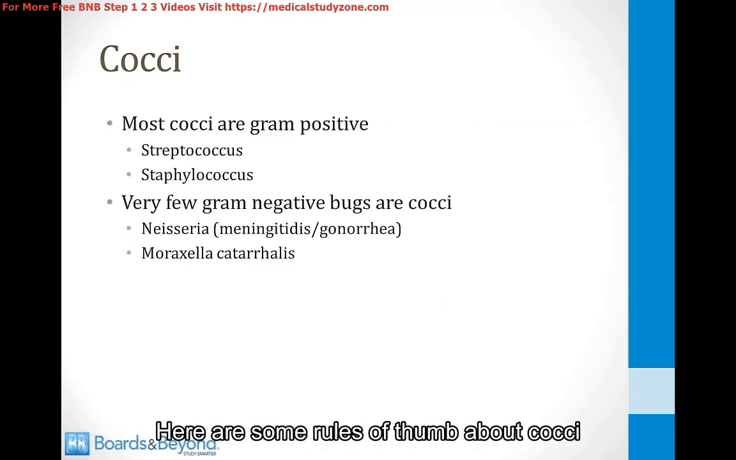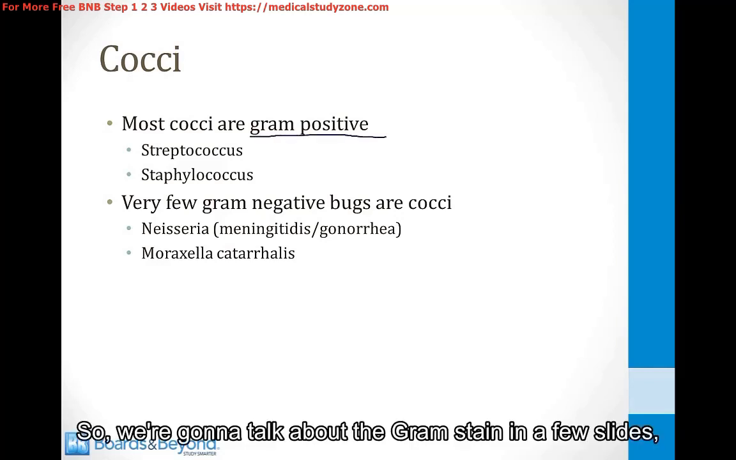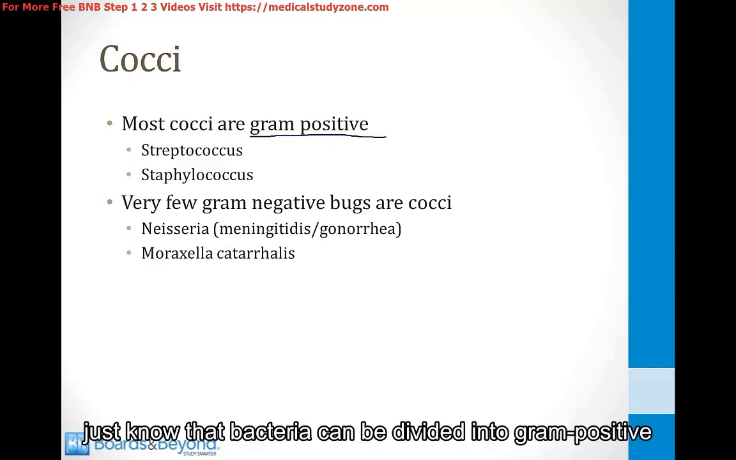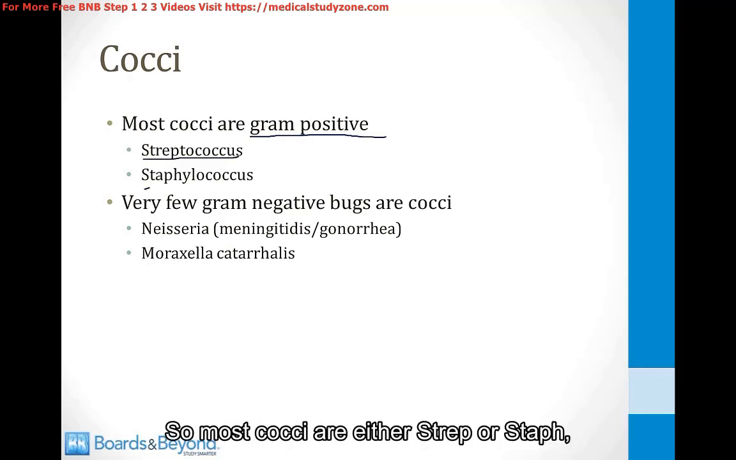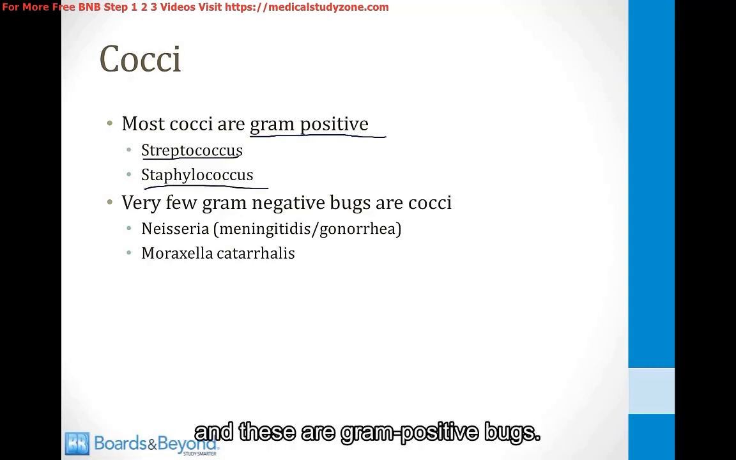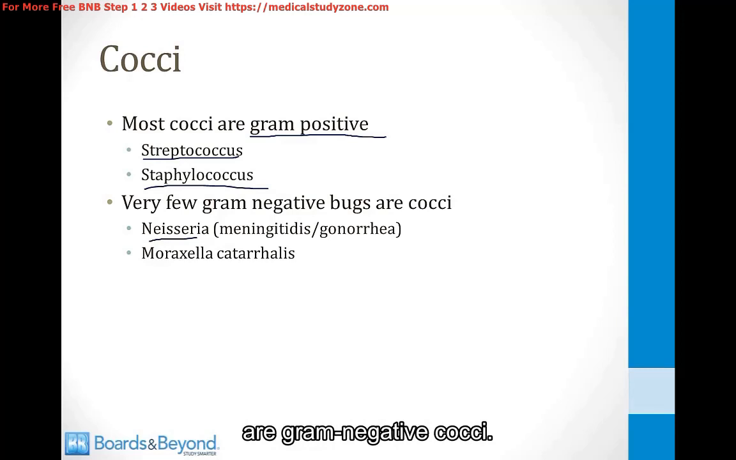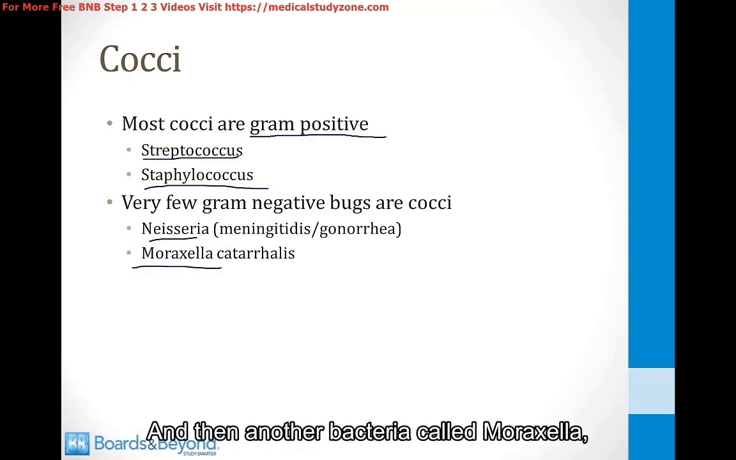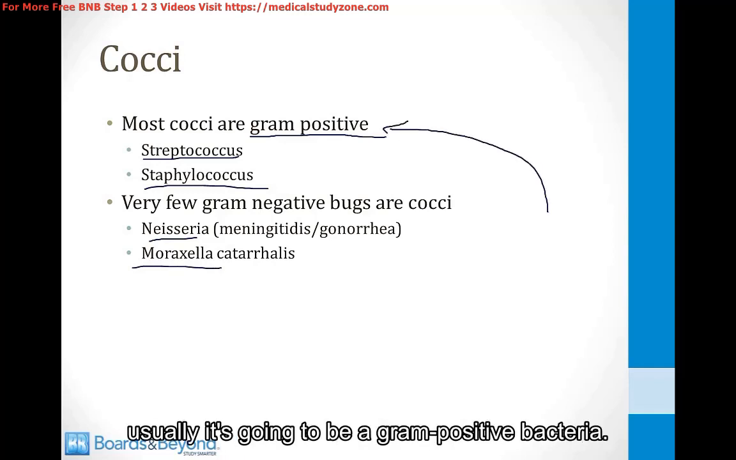Here are some rules of thumb about cocci that may be helpful to you. Most cocci are gram-positive, so we're going to talk about the gram stain in a few slides. But for our purposes here, just know that bacteria can be divided into gram-positive and gram-negative bacteria. And most cocci are gram-positive, so most cocci are either strep or staph, and these are gram-positive bugs. Very few gram-negative bugs are cocci. There are only a couple that are. Neisseria, either meningitis or gonorrhea, are gram-negative cocci. And then another bacteria called Moraxella is also gram-negative. But in general, when you hear about cocci, usually it's going to be a gram-positive bacteria.